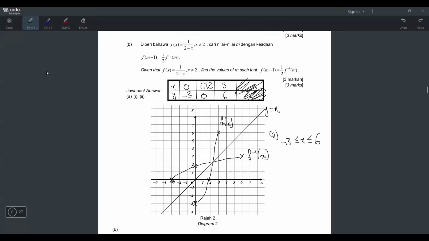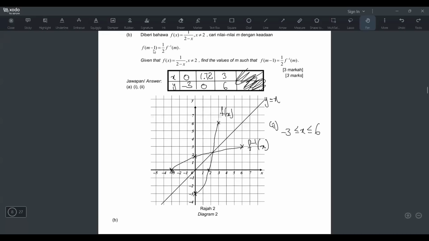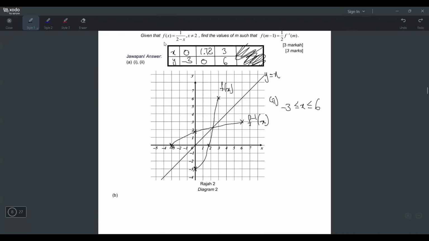Okay, I think I'm done with this. Now we can do part B. All right, part B says what? Okay, I'll just scroll down a bit. All right, so B is this one.